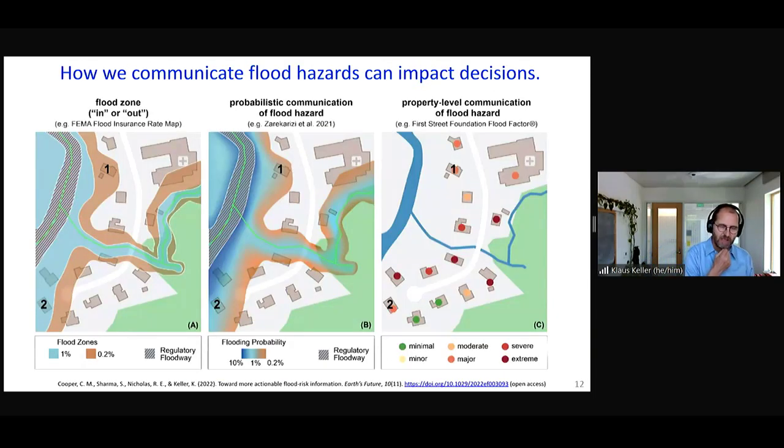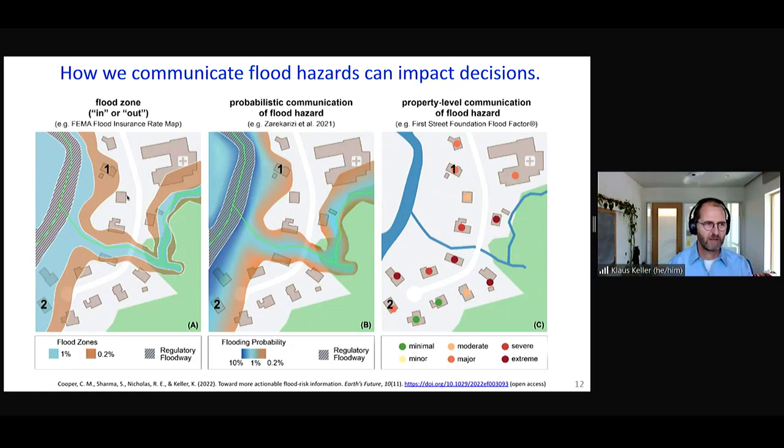Maybe more importantly, in addition, we have to engage also with psychologists and people who are experts in computer-human interactions and information design, because the way we communicate information impacts the way people perceive hazards and risks and how they make decisions. And in the same paper as I discussed before, we compare in a stylized way how people these days actually get the flood information. So on the left side, there's this standard flood zone, like the FEMA flood insurance rate map, where you have 1 in 100 and 1 in 500 rates, and you're either in, you're out in certain zones.